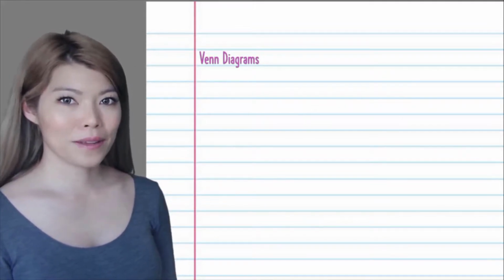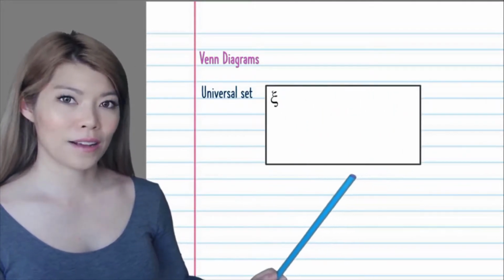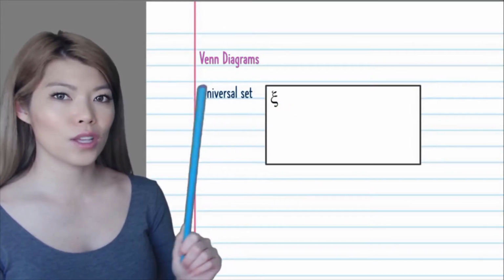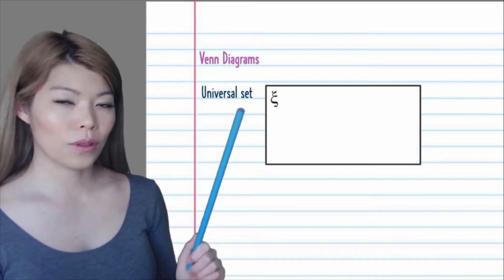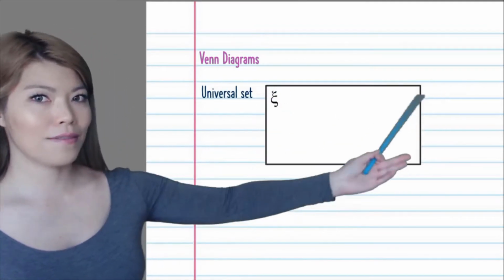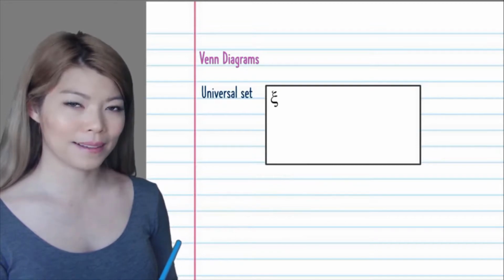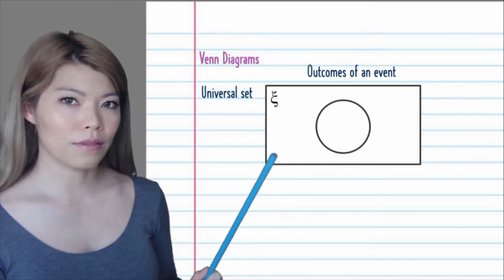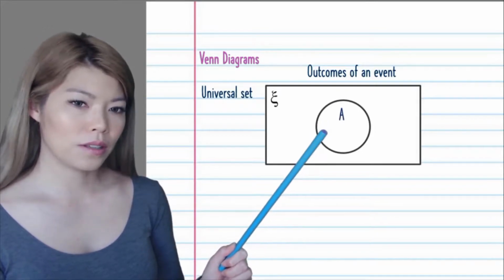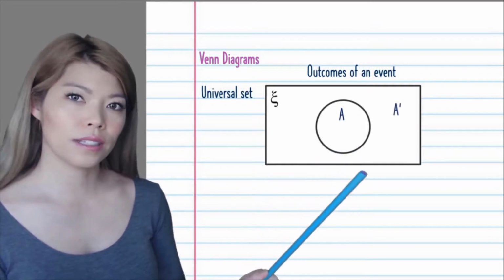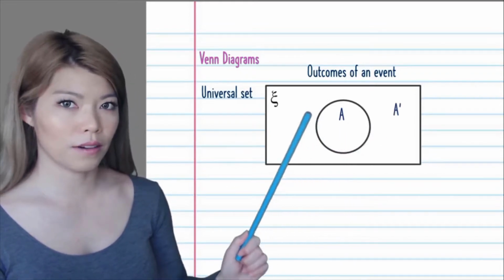Venn diagrams. The first thing we draw is a rectangle with this symbol here, xi. It's a Greek letter and it represents the universal set. The way I like to remember it, it looks like an E that represents everything, so all the things that we can pick. Then we draw a circle where we draw our outcomes of an event. Now the outcome is usually represented by a capital letter, and anything outside the circle is A dash, or the complement of that outcome.